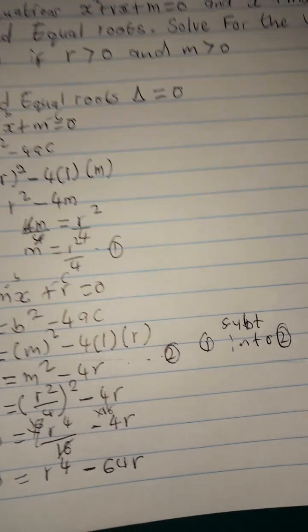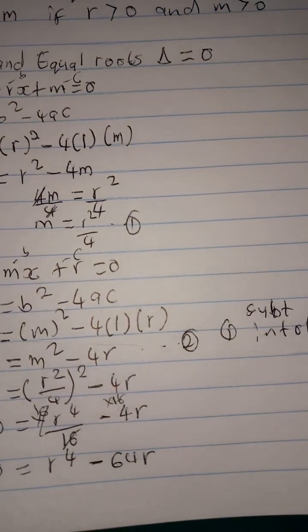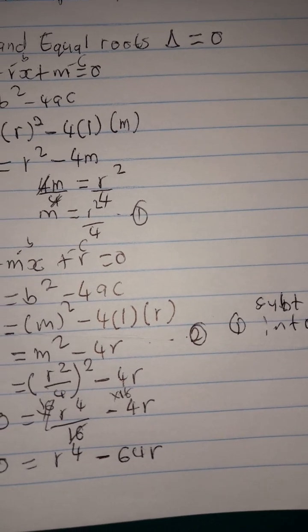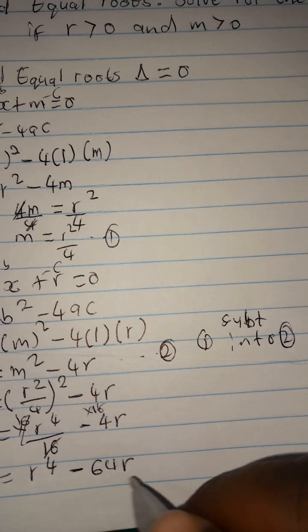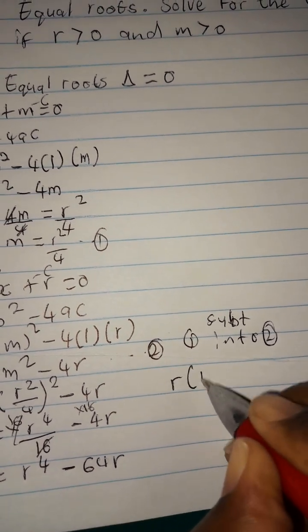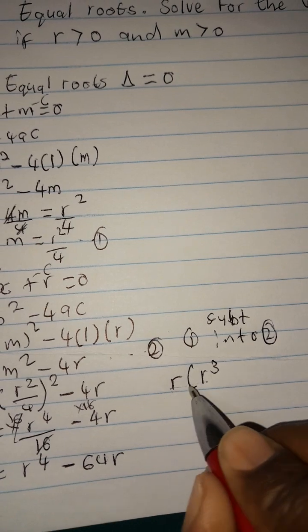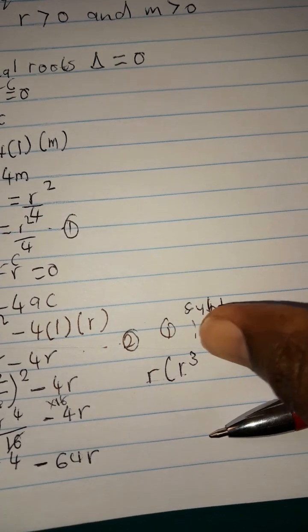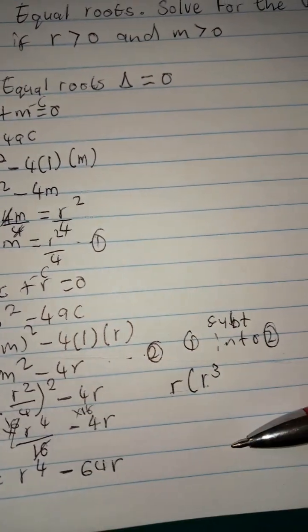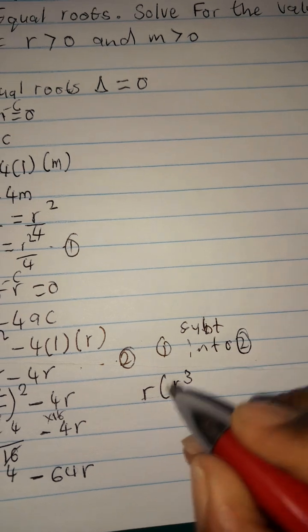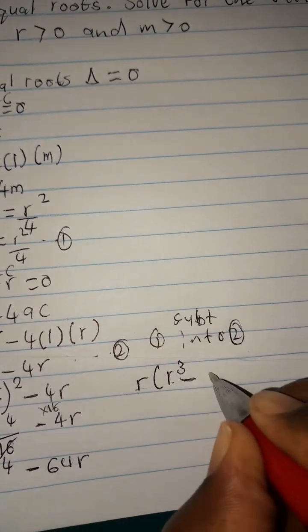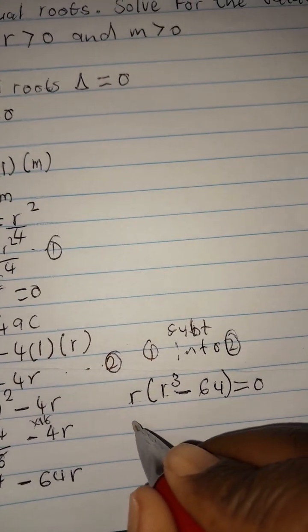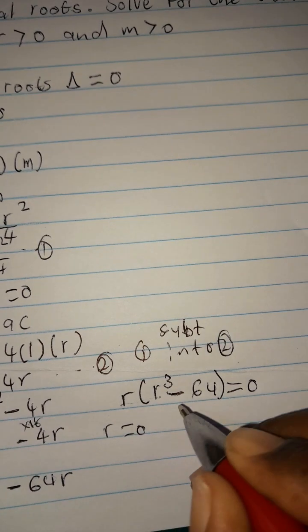Okay, so from here, remember, we need to get r first. We can factorize this. There's a highest common factor there. Let's take r, so we'll be left with r cubed, because here the bases are the same, so you add the exponents, and that will give you r to the power 4. We are still on the right track. So minus 64, close the bracket there, equated to 0. So we have r equated to 0.